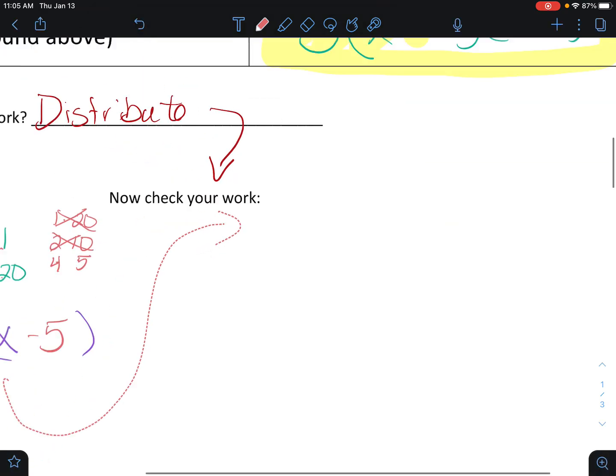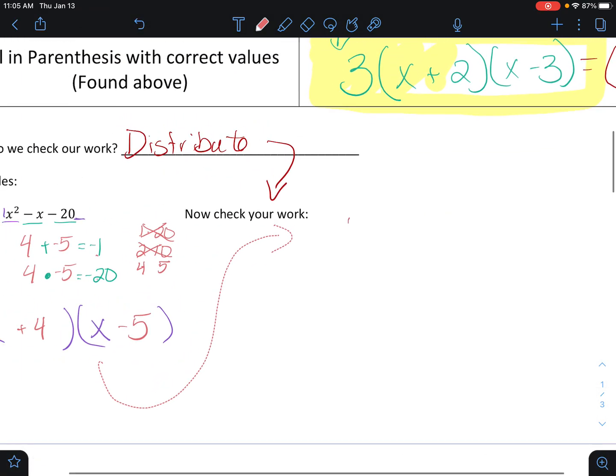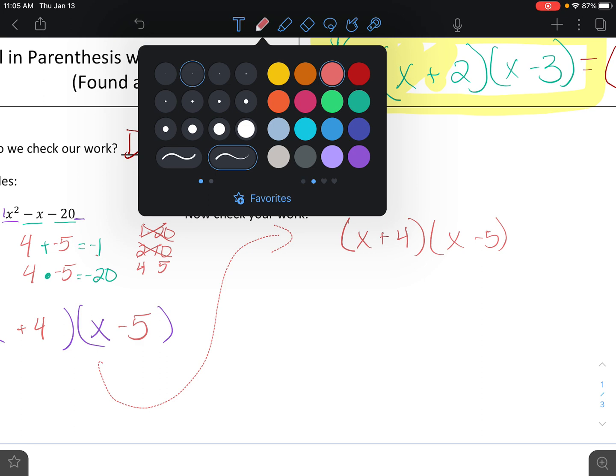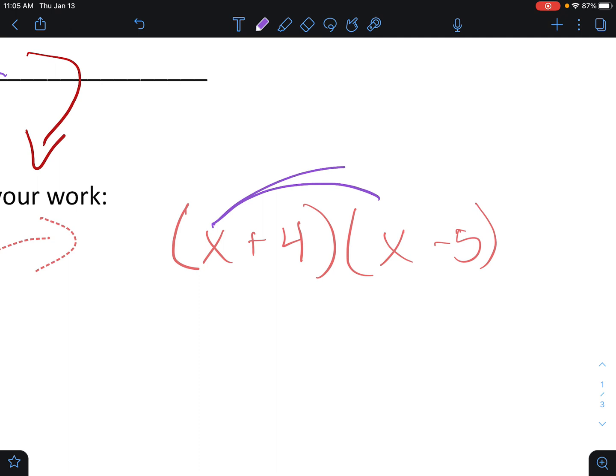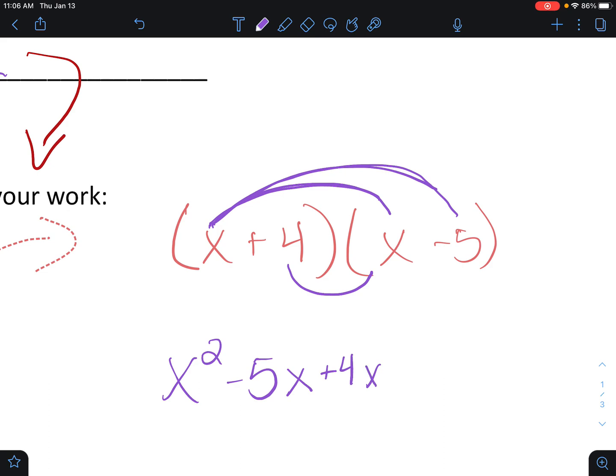Alrighty, so our factors were x plus 4 and x minus 5. So to check our work, we're going to distribute. That's where we draw on all of our arches. So x times x gives me x squared. That's where that x squared comes from. X times -5 gives me -5x. Now we're going to distribute the 4. So 4 times x gives me plus 4x. And 4 times -5 gives me -20.